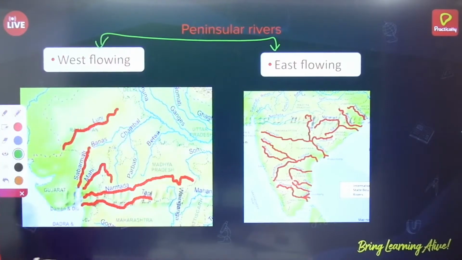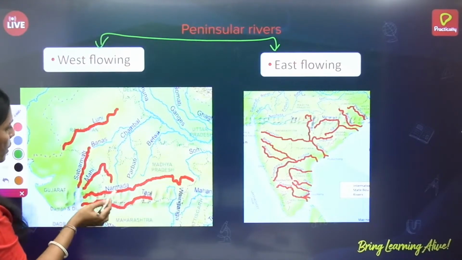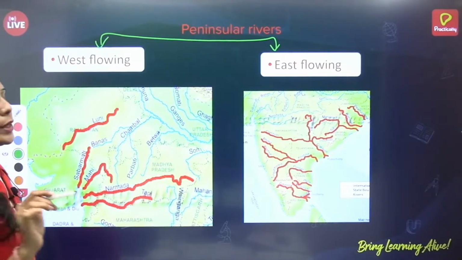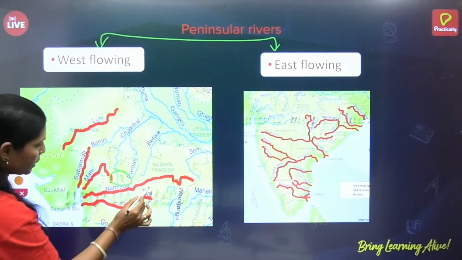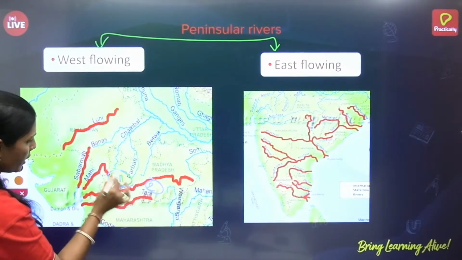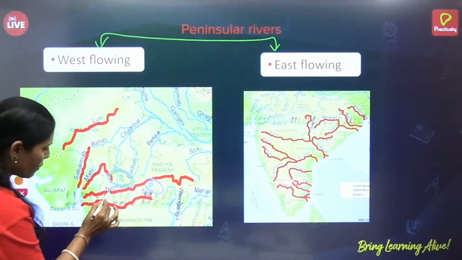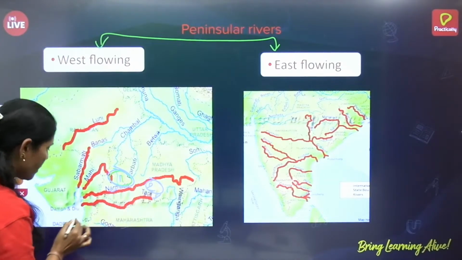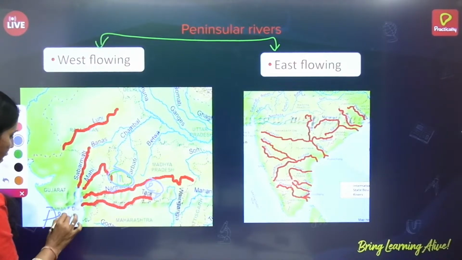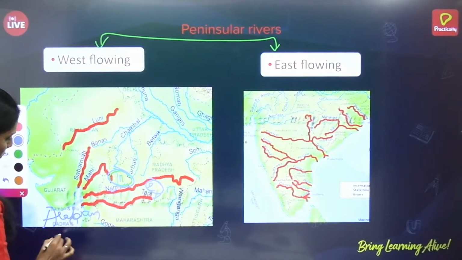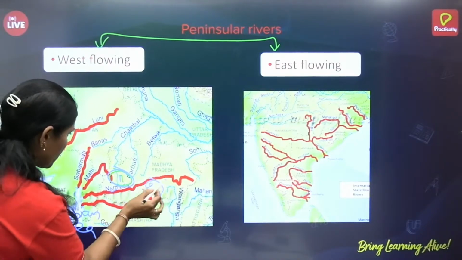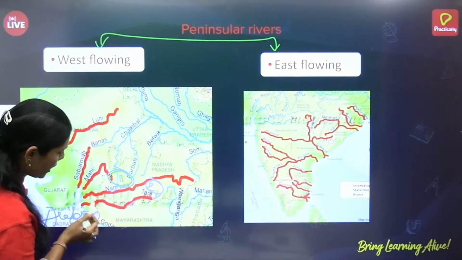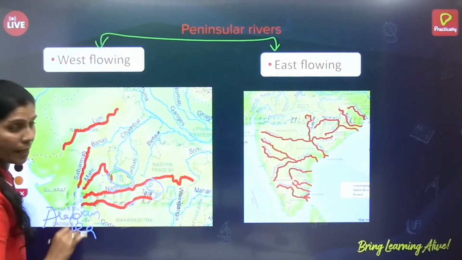Let us have the details of west and east flowing rivers. First we go with west flowing rivers. West flowing rivers are only two, children, you need to note it down: one is Narmada, the other one is Tapi. Narmada and Tapi are the rivers which flow west and both join the Arabian Sea.